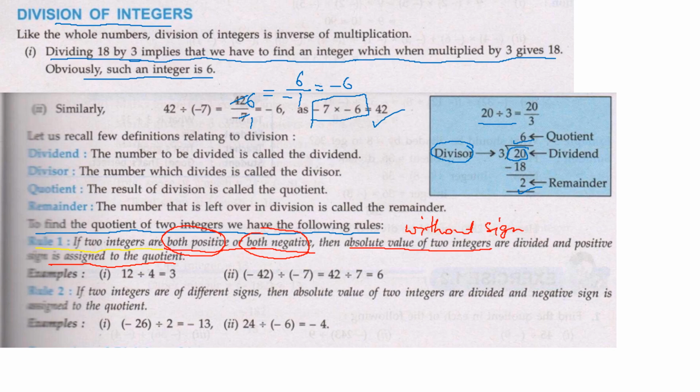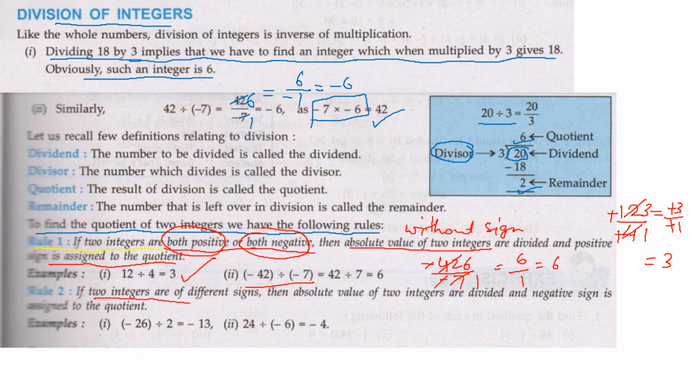So if I say 12 by 4, it means both of them have a plus sign actually, isn't it? So 4 ones are 4 and 4 threes are 12. So the answer will be 3 by 1, that is equal to 3. Now minus 42 by minus 7. These negative signs will be cancelled actually. And 7 ones are 7, 7 sixes are 42, 6 by 1 is 6. Both of them have the plus sign. You just have to remember, if the signs are same, the answer is always going to be positive.